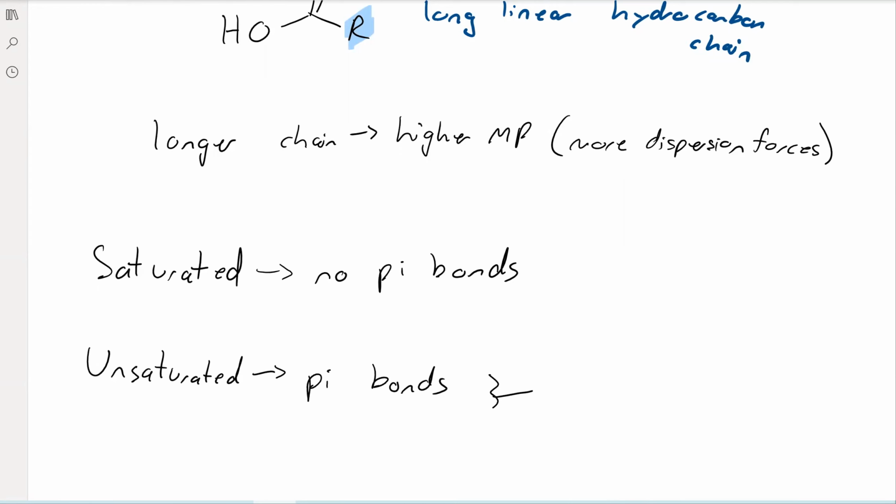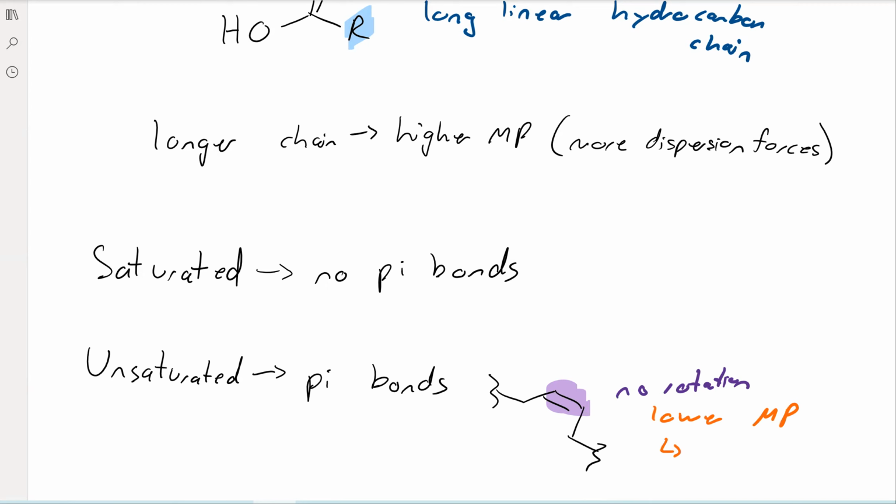So somewhere in this chain, you have some type of pi bond. And generally, when we're talking about the unsaturated fats, we're talking about cis pi bonds. We'll talk about trans pi bonds later when we talk about trans fats. So when I say unsaturated fats, we're most of the time talking about cis pi bonds. Remember that pi bonds offer no rotation. And overall, this results in a lower melting point.